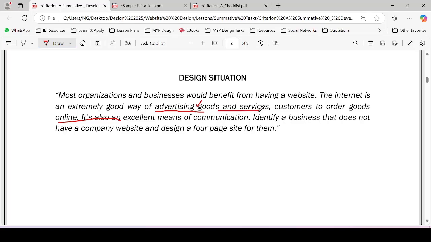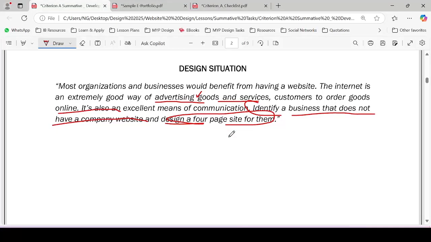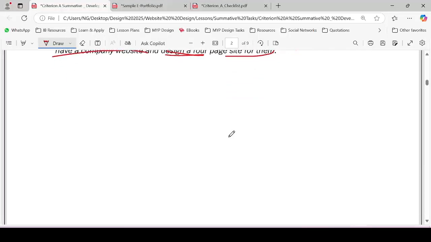Identify a business. Now this is where the question starts. Identify a business that does not have a company website and design a 4-page site for them. So the project at the end of the entire unit is to produce a website with 4 pages. These pages may include a home page, about us, services, and contact, or it will depend on the ideas you come up with from exactly what challenges your client is going through.